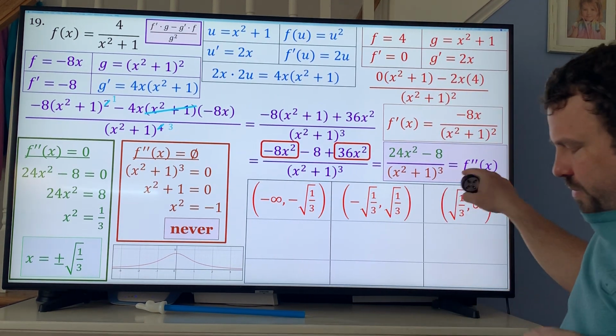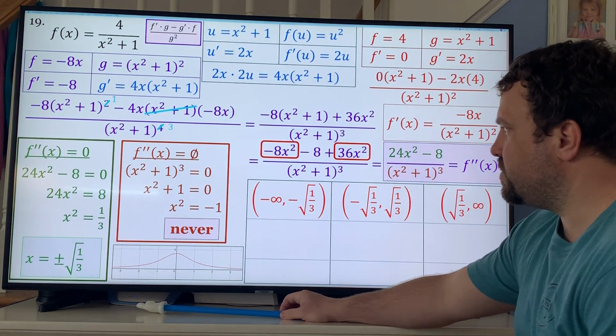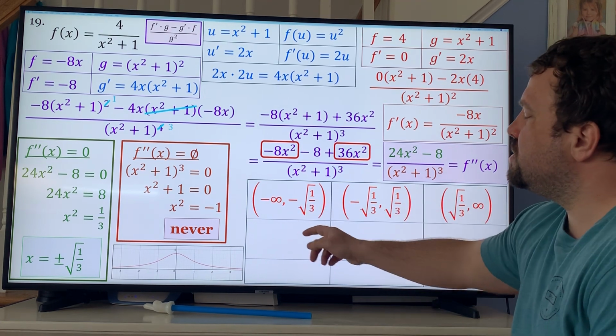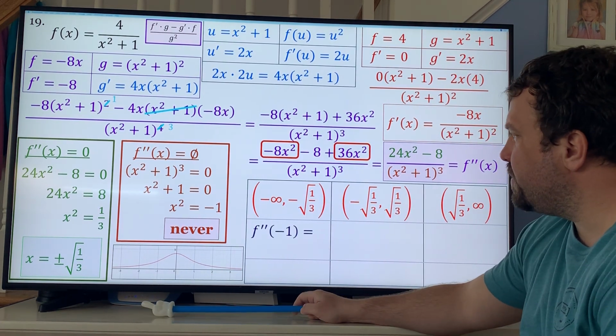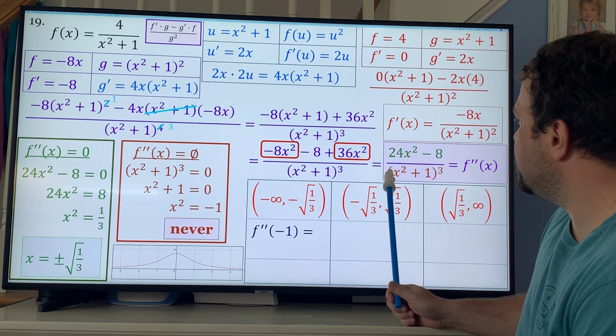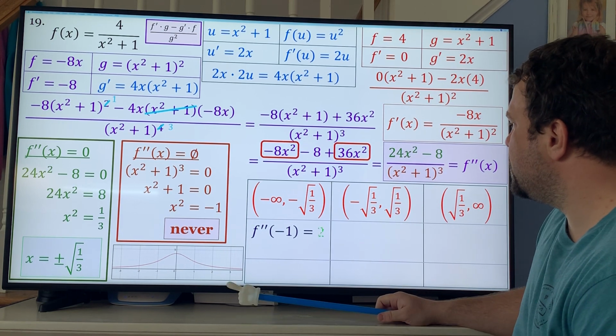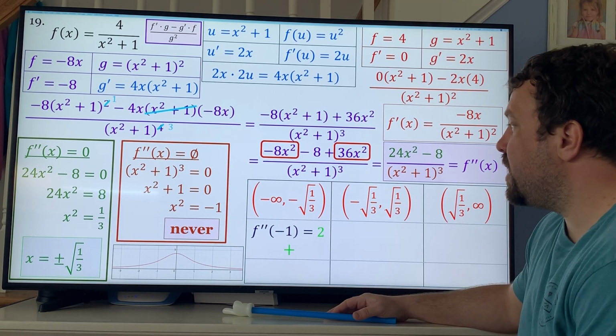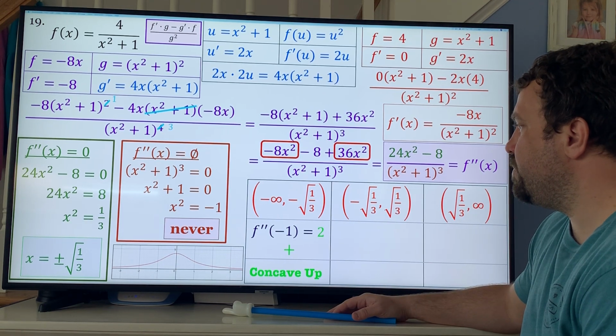It doesn't matter what form you write that in. If you want to write it as a decimal, you can as well. Negative 1, you plug into this equation. 24 minus 8 is a positive number over a positive number, so you get positive 2. Positive, it is concave up.